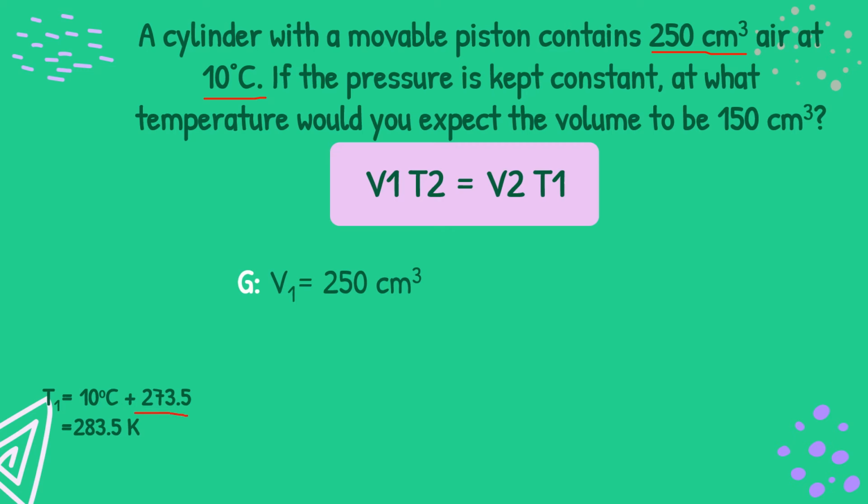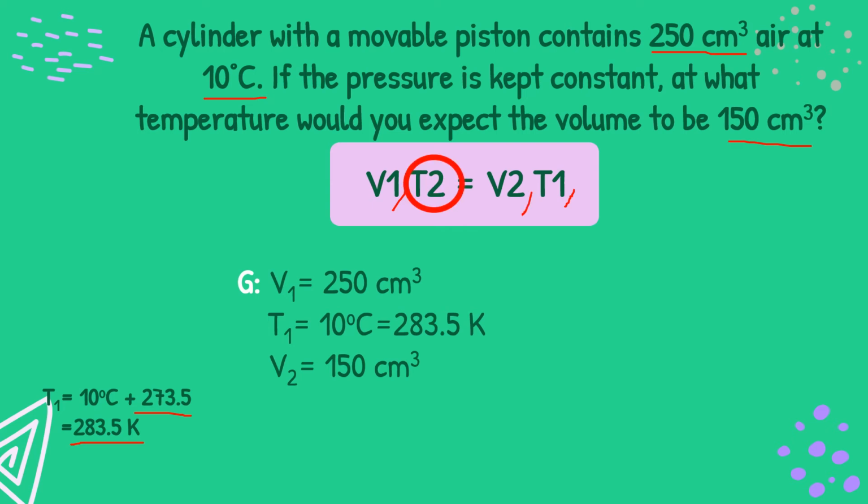Then we need to convert it into Kelvin, so we add 273.5 to get 283.5 Kelvin as the temperature. Then last, we have 150 cubic centimeter as the final volume. So we have the initial volume, initial temperature, and the final volume. The unknown in this word problem is the final temperature, what the temperature would be if there's a change in the volume. So the required unknown is the final temperature.